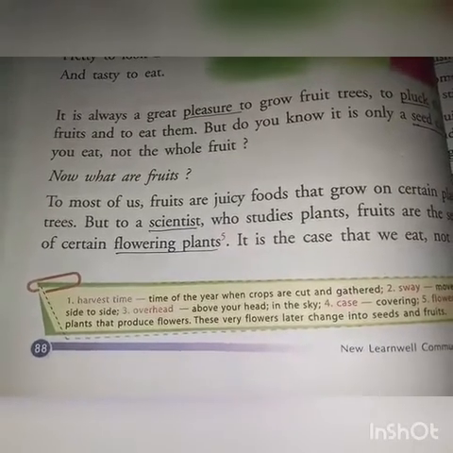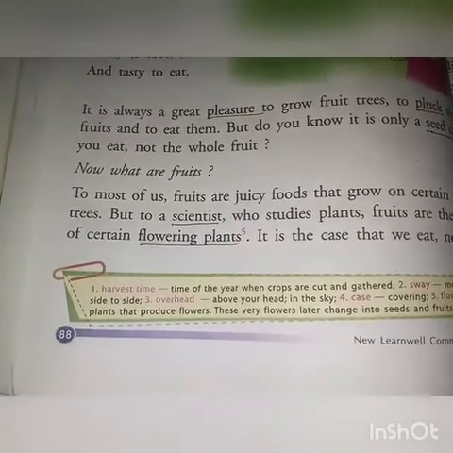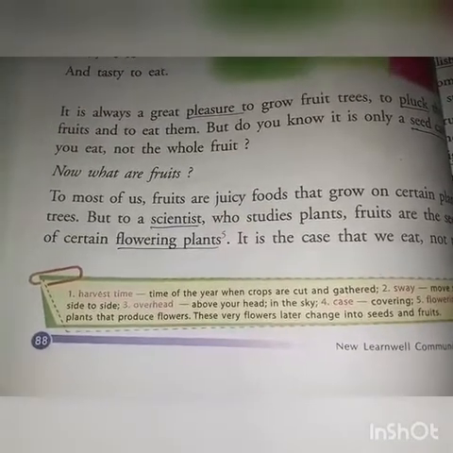We think that we are eating the whole fruit, but according to the scientist who studies the plants, they say that fruits are the seeds of certain flowering plants.